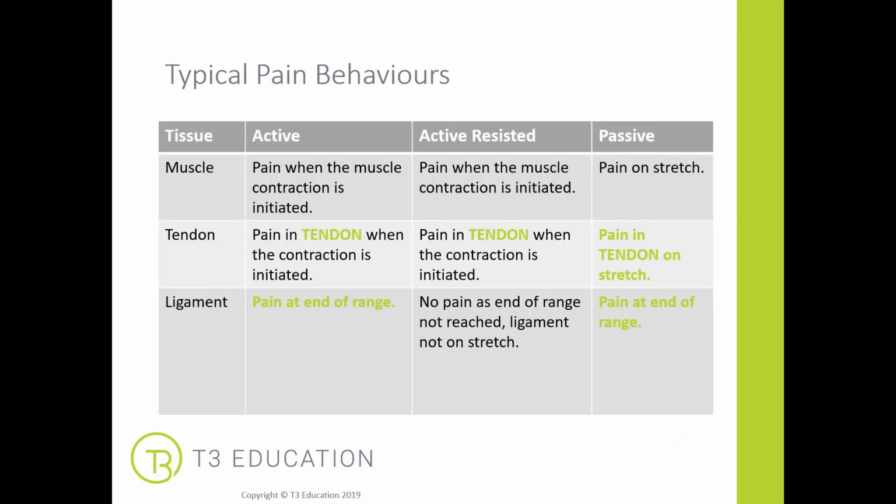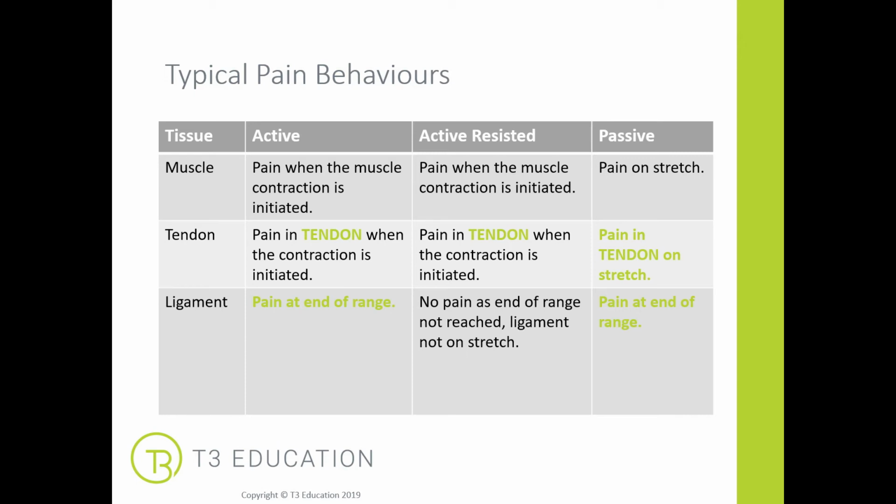So this simple table, it's not gospel, but it certainly gives a good indication as to what's going on depending on when and where your client feels pain. So first of all, muscle. On active contraction of that muscle, if there's a muscle strain, then the client would feel pain on initiation of that contraction. And they would feel it in the muscle belly. Hence why it's important we ask when and where.